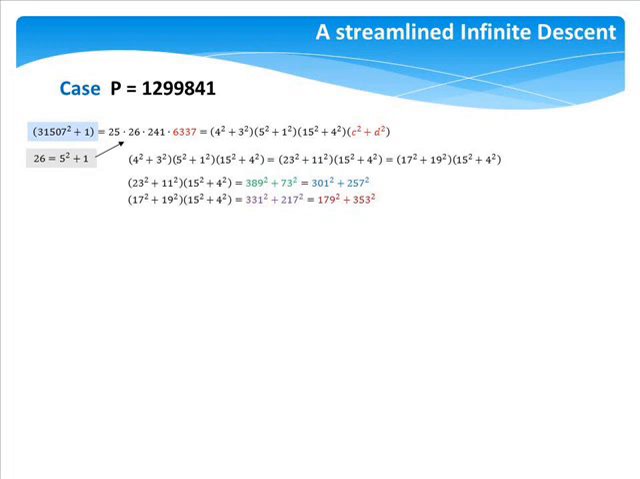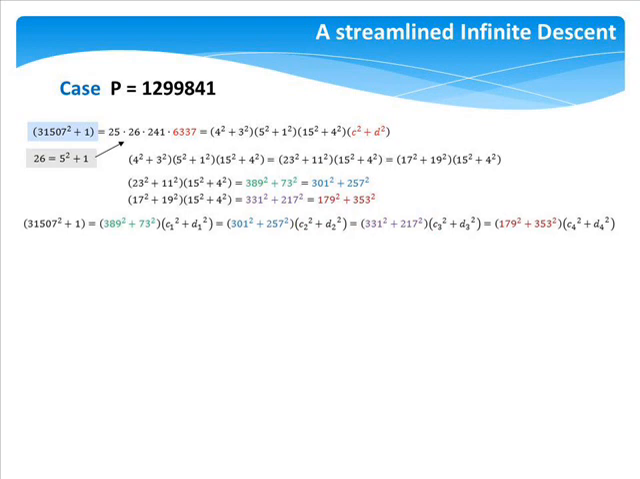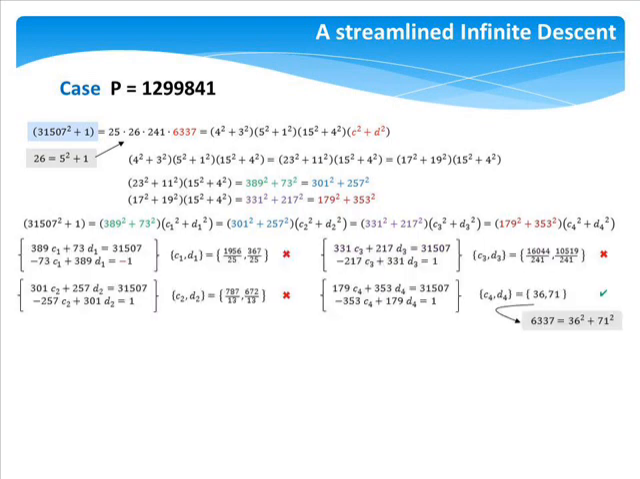To do that, we need first to know all 4 decompositions of 25 times 26 times 241. So we have 4 pairs of C and D to find out, and 1 pair gives the decomposition of 6,337. And the decomposition is 36 squared plus 71 squared.